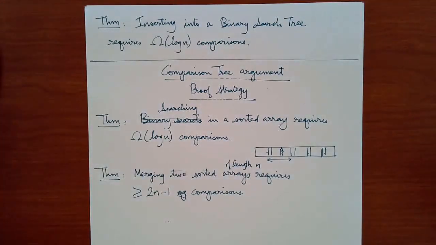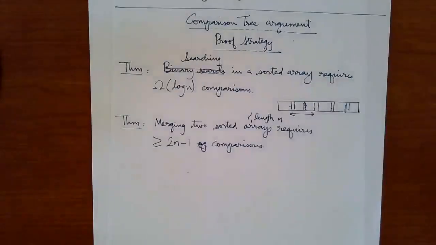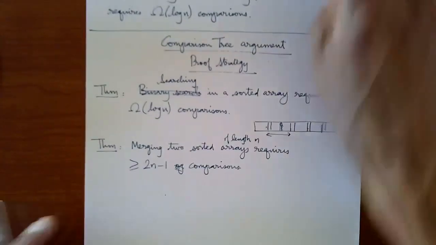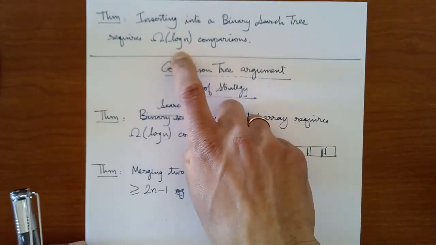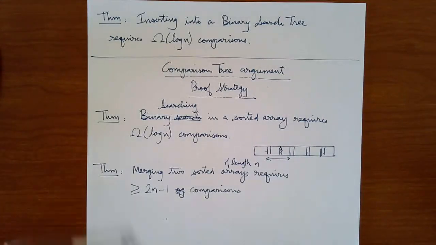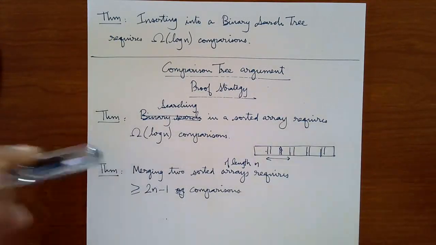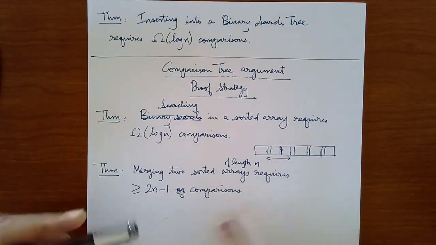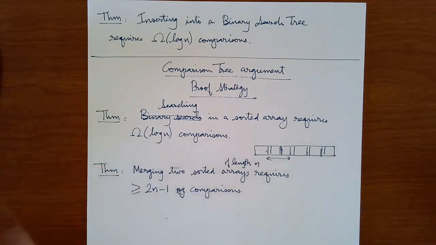Sorry, where is the heap argument that I had over here? Okay. Sorry, I lost the page, but anyway, inserting into a binary search tree requires omega log n comparisons. Extract max from a binary heap requires log n comparisons. Searching in a sorted array requires log n comparisons. Merging sorted arrays requires exactly 2n-1 comparisons. And all of these fundamentally go through the comparison tree argument. Any questions about this?